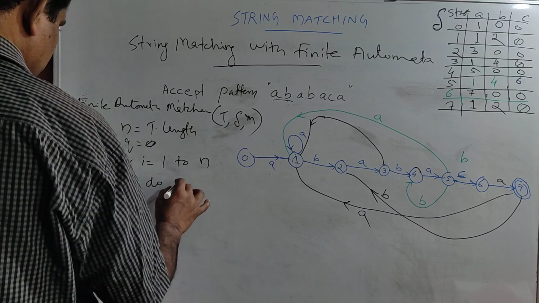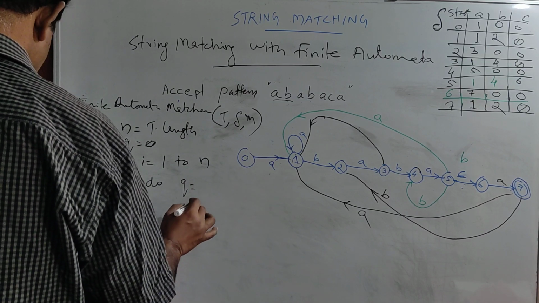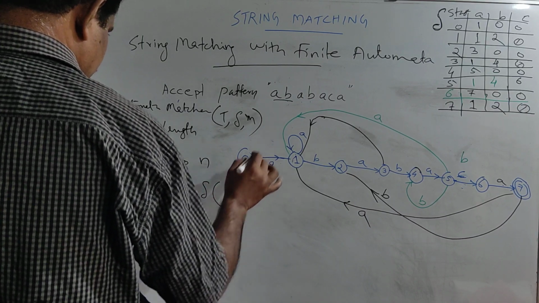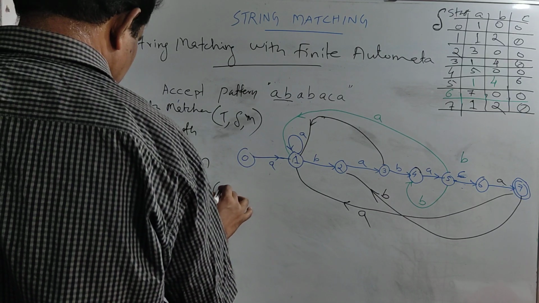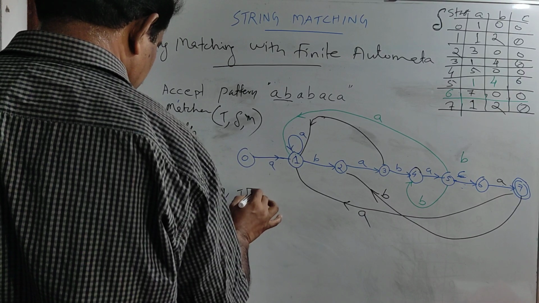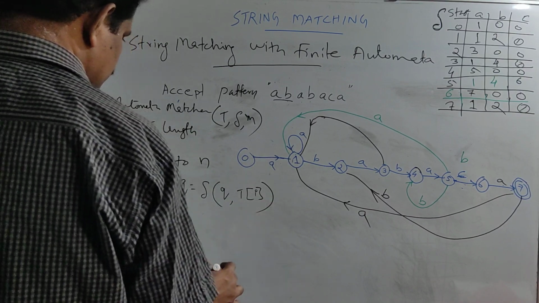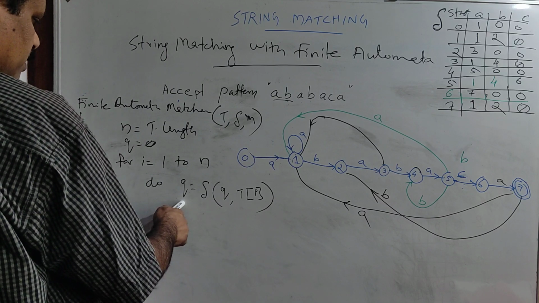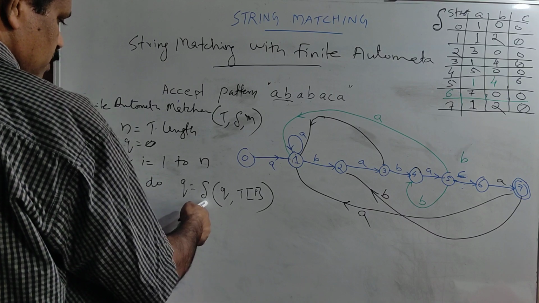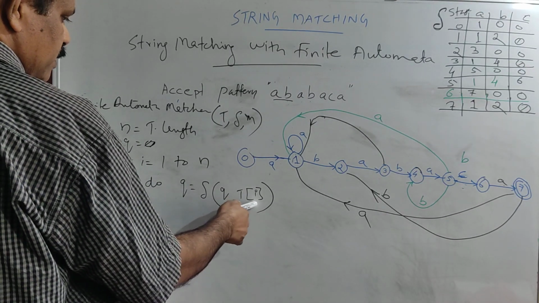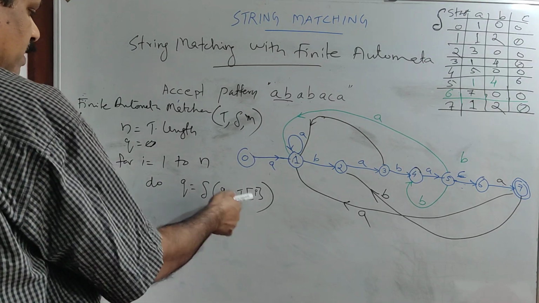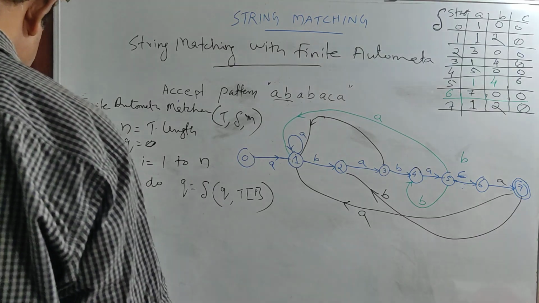do the state q equal to delta, the transition function. We have considered the table, q comma t of i. Its meaning is: compute the next state from the transition table or the transition function, using the present state and the character. On getting this character, what will be the next state? That is done here.